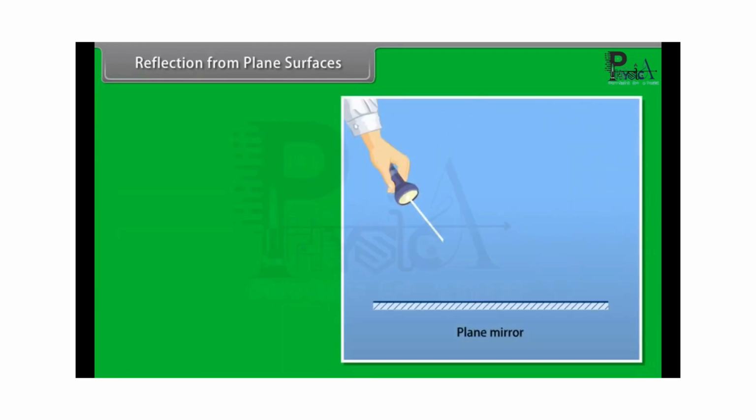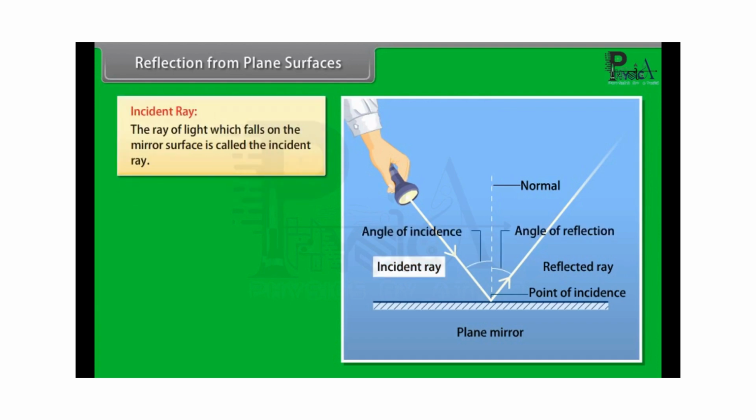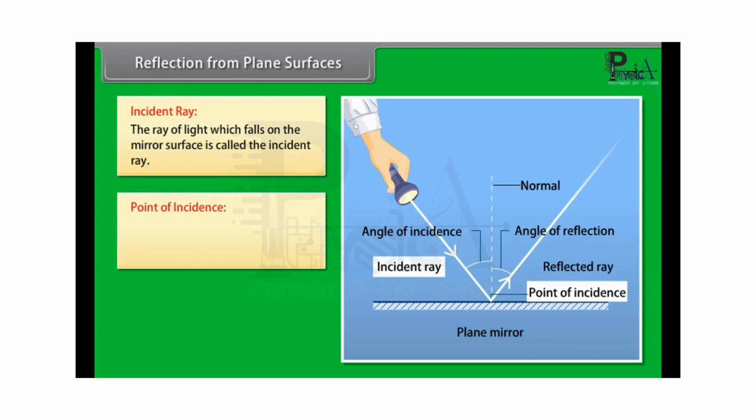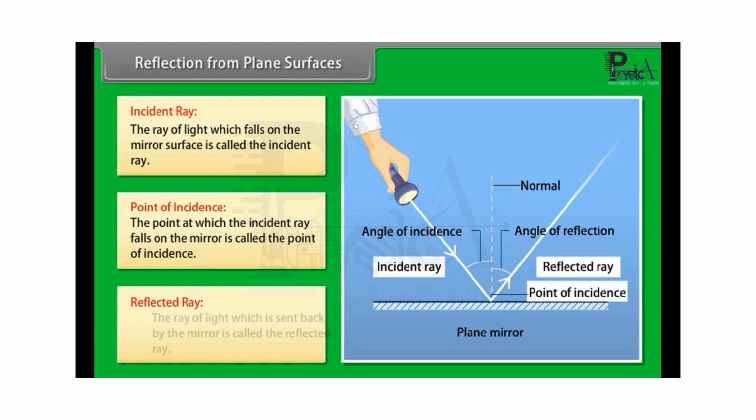Meaning of important terms are as follows to understand the figure. Incident ray. The ray of light which falls on the mirror surface is called the incident ray. Point of incidence. The point at which the incident ray falls on the mirror is called the point of incidence. Reflected ray. The ray of light which is sent back by the mirror is called the reflected ray.